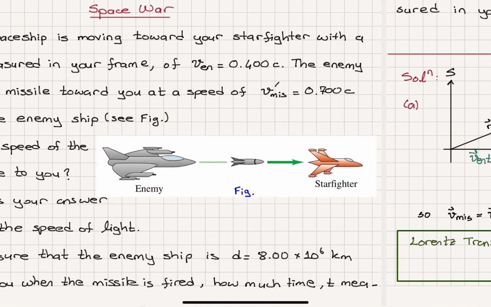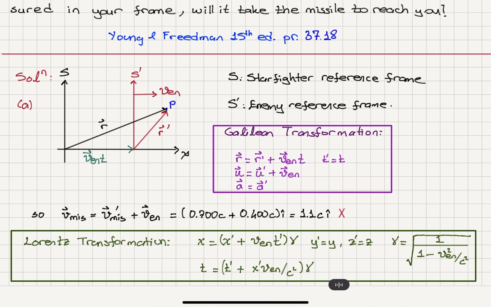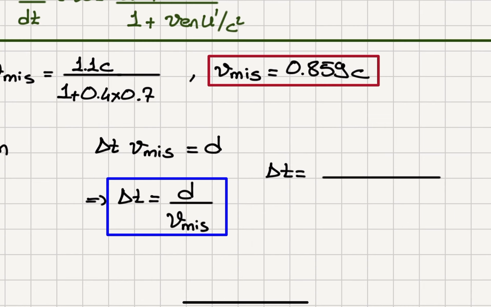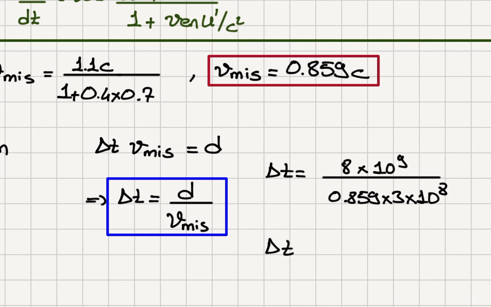so I check the distance, 8 times 10 to 6 kilometers, which is 8 times 10 to 9 meters, divided by 0.859 c, 3 times 10 to 8 meters per second is c. So I find the delta t to be 31 seconds.